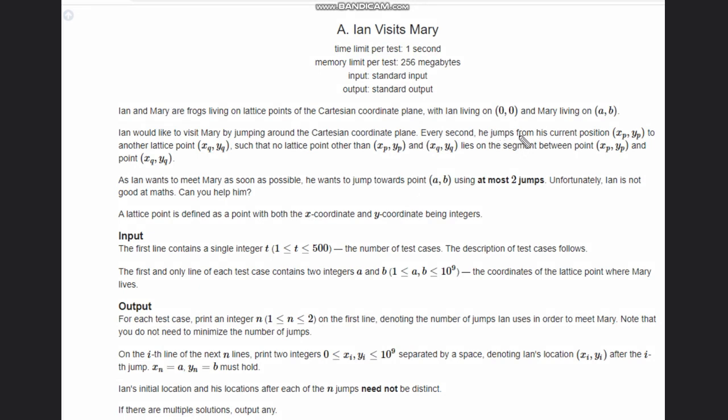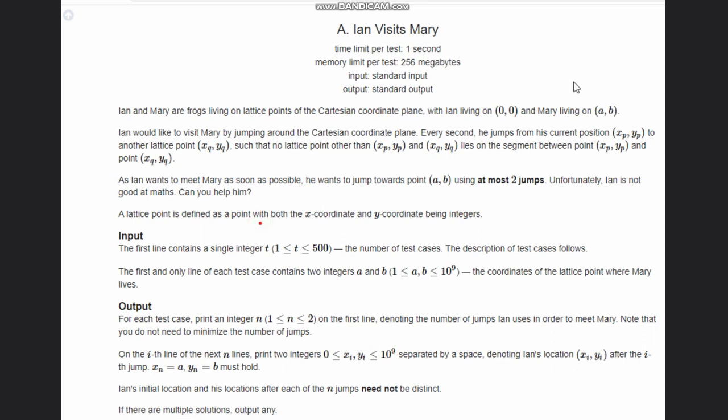Every second, he jumps from his current position to another lattice point (xq, yq), such that there are no lattice points other than the endpoints that lie on the segment between them. As Ian wants to meet Mary as soon as possible, he wants to jump toward point (a, b) using at most two jumps. Unfortunately, Ian is not good at math. Can you help him? And what is a lattice point? A lattice point is defined as a point with both the x coordinate and y coordinate being integers.